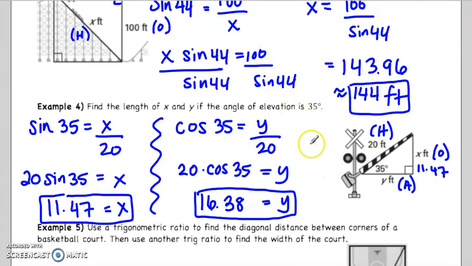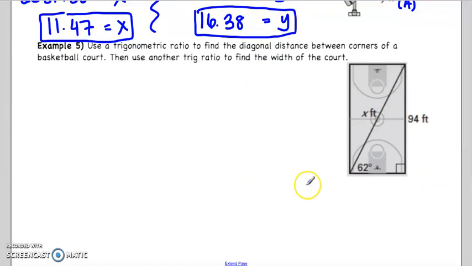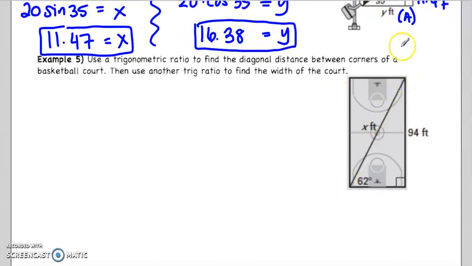Okay, so last but not least, we do have example 5. Now at example 5, we are given a basketball court, and the goal is to find out what is the horizontal distance given the length of the court, 94 feet, and we also need to find the width of the court. So for the purpose of this, I'm going to call the width of the court y.